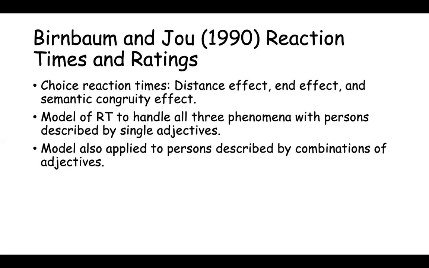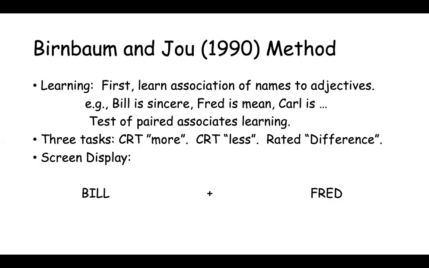So we have a model that represents 3 matrices of data: a matrix of judged differences, a matrix of "more" response times (which person would you like more), and a matrix of "less" response times (which person would you like less). And then we applied that model to people described by combinations of adjectives. Well, here's basically the idea of the experiment.